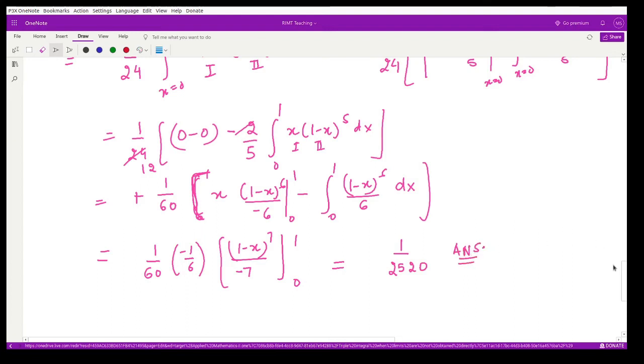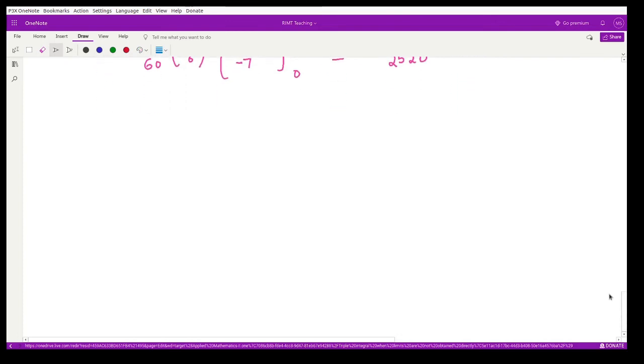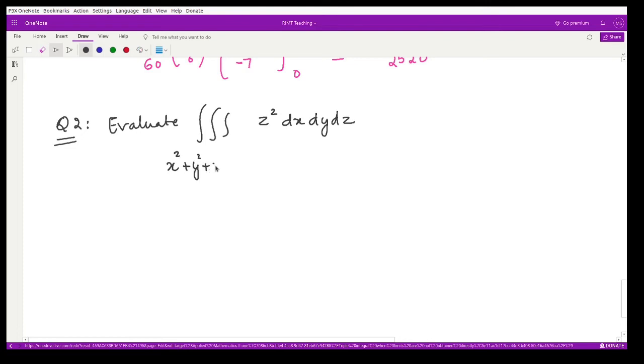In a similar way, we have one more question. We can discuss one more question. The question is, evaluate the triple integral of the function z square dx dy dz, and here the region is defined to be this unit sphere. So the equation is x square plus y square plus z square less than or equal to 1.